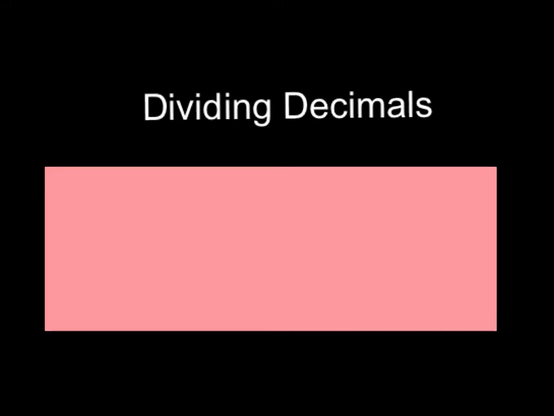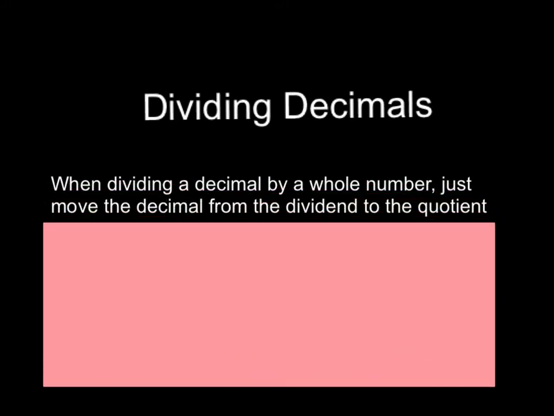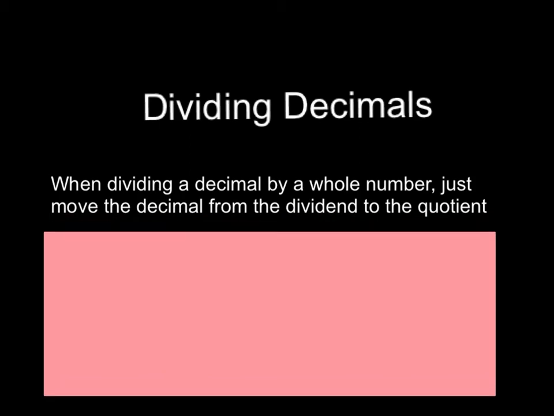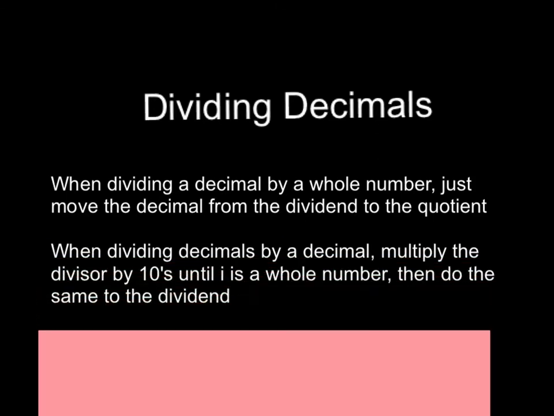So just as a reminder, when dividing a decimal by a whole number, just move the decimal from the dividend to the quotient, so there's nothing different about the division. And then when you're dividing a decimal by another decimal, multiply the divisor by tens until it is a whole number, then do the same to the dividend, and then of course you're just going to divide like usual.